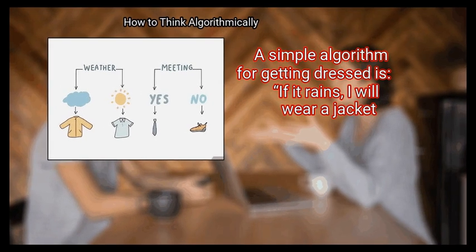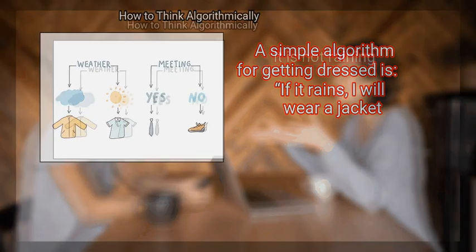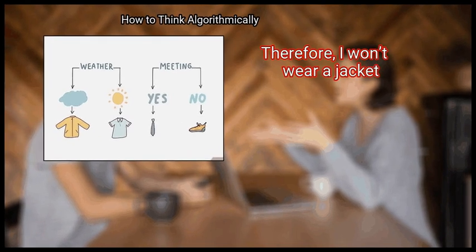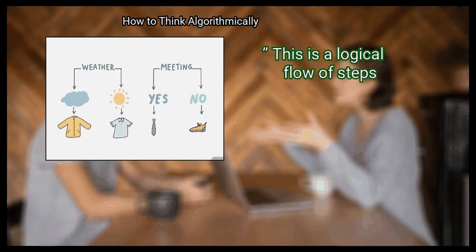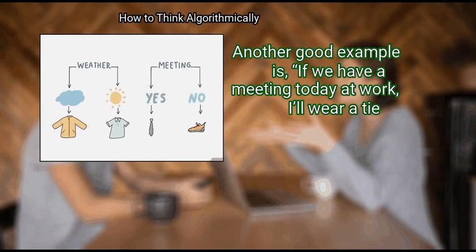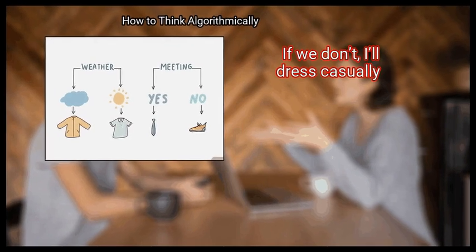A simple algorithm for getting dressed is, if it rains, I will wear a jacket. It is not raining. Therefore, I won't wear a jacket. This is a logical flow of steps. Another good example is, if we have a meeting today at work, I'll wear a tie. If we don't, I'll dress casually.